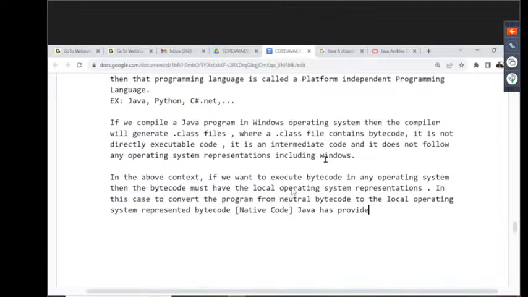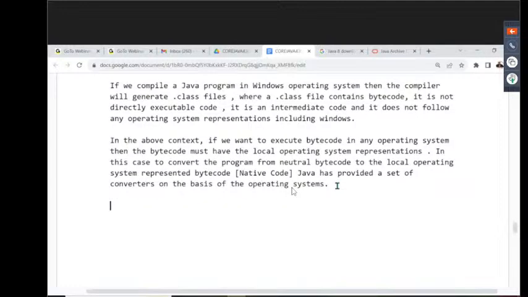Java has provided a set of converters, depending on the operating systems. On the base of the operating systems. That's okay, fine. Now understand this clearly. Local operating system, local converters, converters on the base of the operating system. Good. Observe carefully.